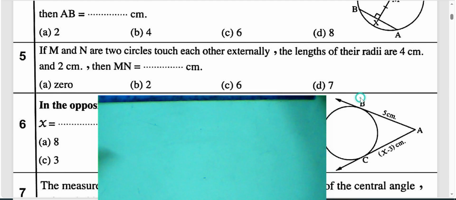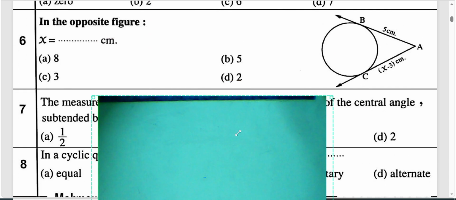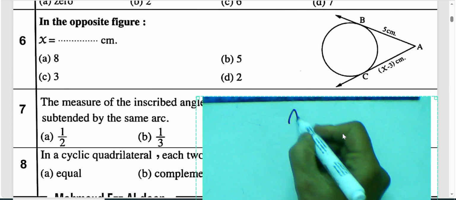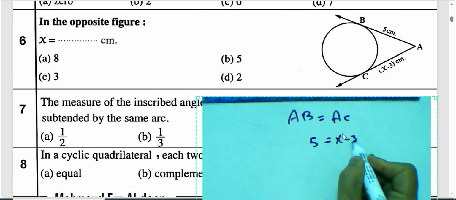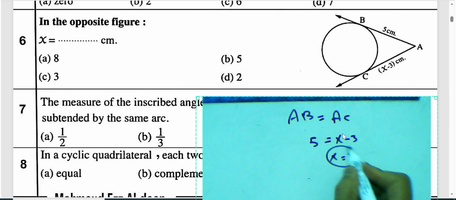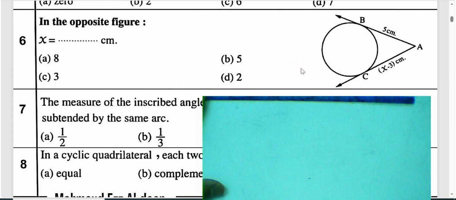Next question, number 6. We have here two tangents to a circle. Then they are equal: AB will be equal to AC. Then 5 equals x minus 3. Then the value of x will be equal to 8 centimeters.